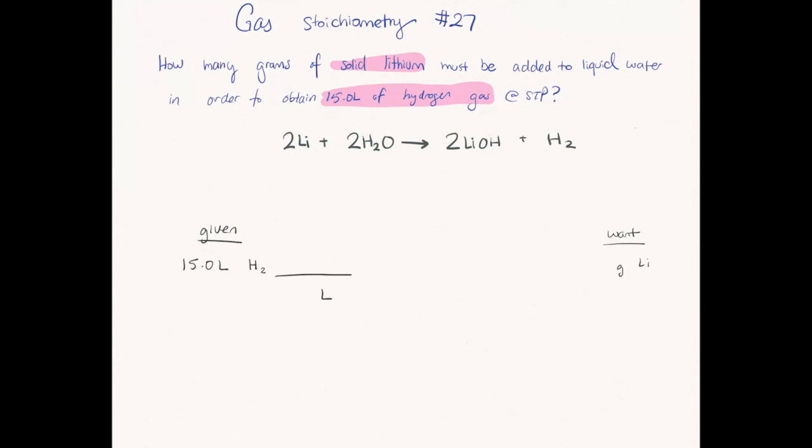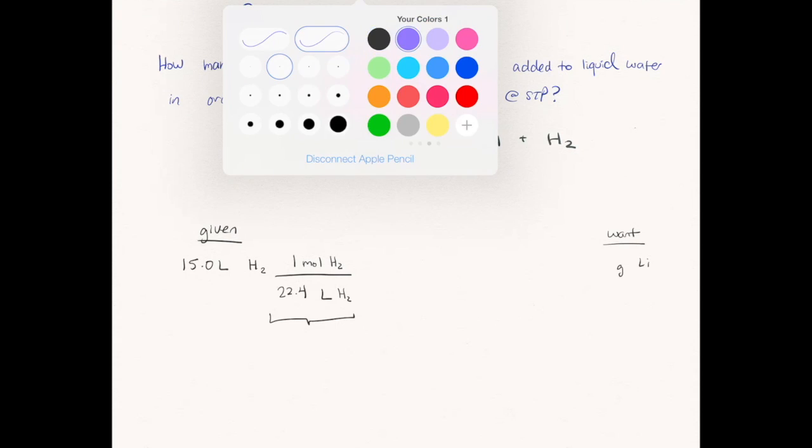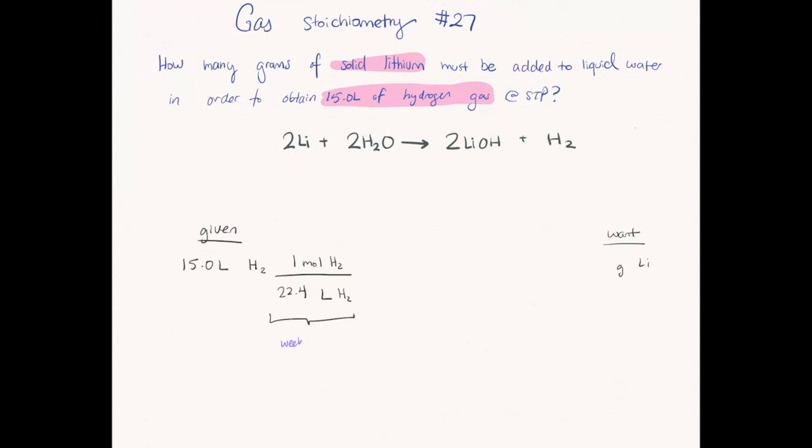Liters of H2. Well, last week, at the very end, after Avogadro's law, we learned that there was an actual conversion factor we can use here. It turns out that 1 mole of any gas, in this case H2, is going to take up 22.4 liters. So this is from week 3. It's a consequence of PV equals nRT.